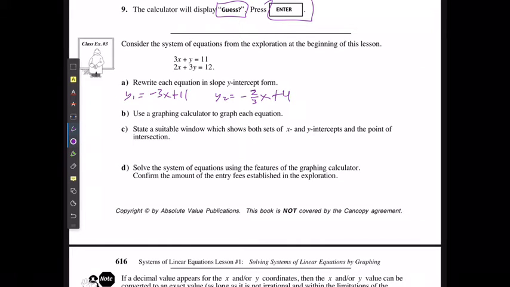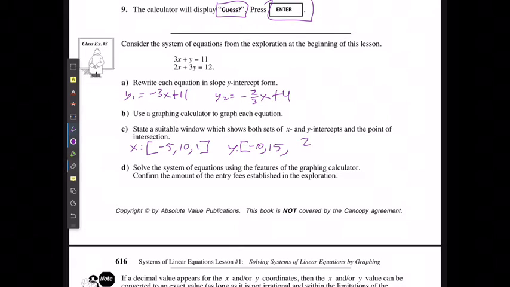I'm going to graph it into my calculator. I need to state a suitable window, which means that I should be able to see where everything crosses. I definitely need to see the intersect point, but I should also see all of the x and y intercepts for both equations if I've done it properly. So in this case, I'm going to state that my x values, so that I can see everything I need to, can be negative 5, 10, and 1. And my y values are going to be a minimum of negative 10, going up to 15, and then I can say that they have a scale of 2.